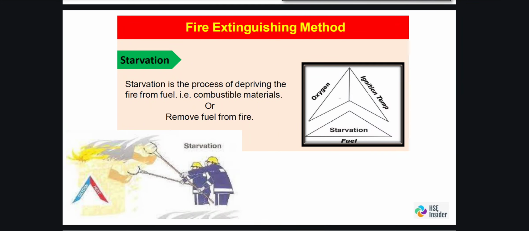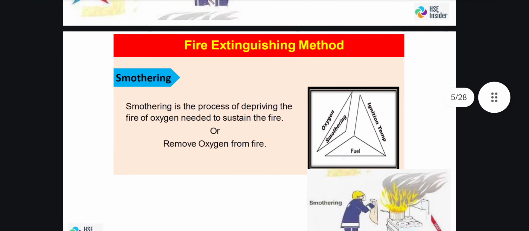The starvation method is the process of depriving the fire of fuel, that is, combustible materials. So basically in this starvation method we are removing the fuel from the fire, meaning the material. In the picture you can see the fire triangle, that the fuel is removed, and the second method, smothering.